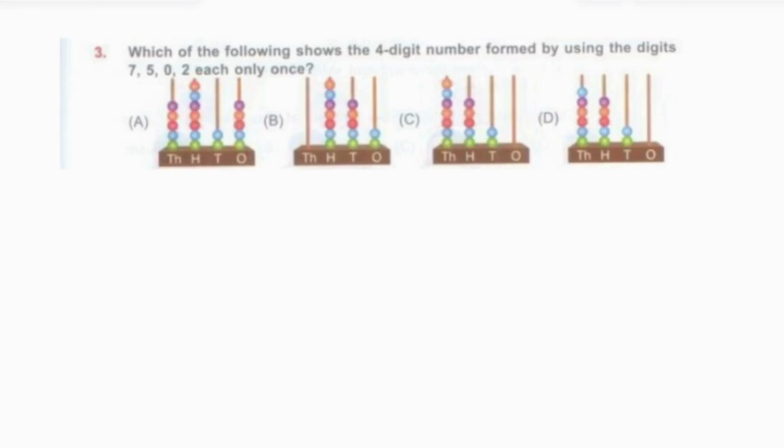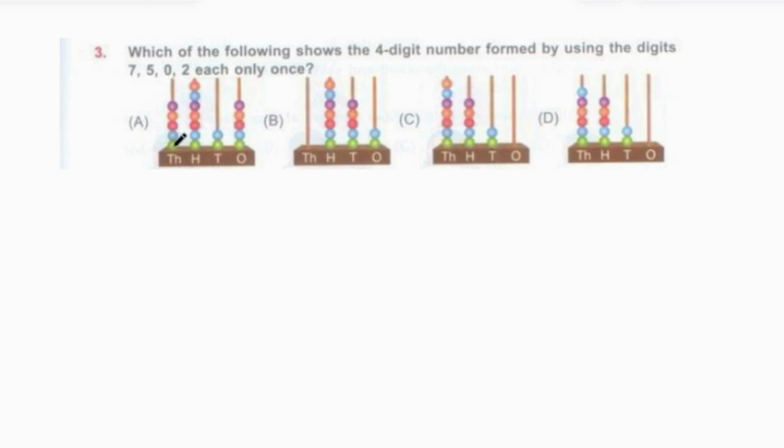Let us solve question number 3. If you see question number 3, it says, which of the following shows the 4-digit number formed by using the digits 7, 5, 0, 2 each only once? So let's try to find out the various ways we can solve this question. Let's write down the number of beads in each of our options that we have.